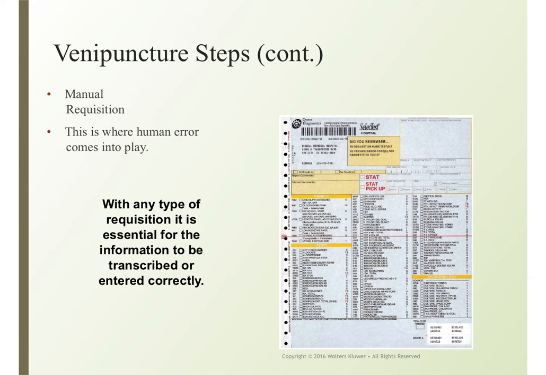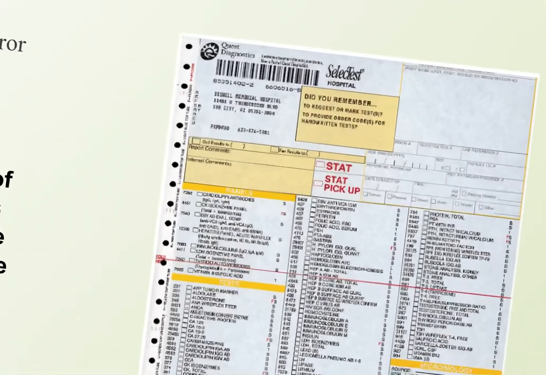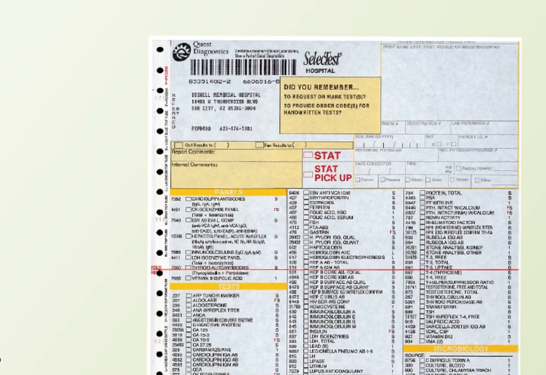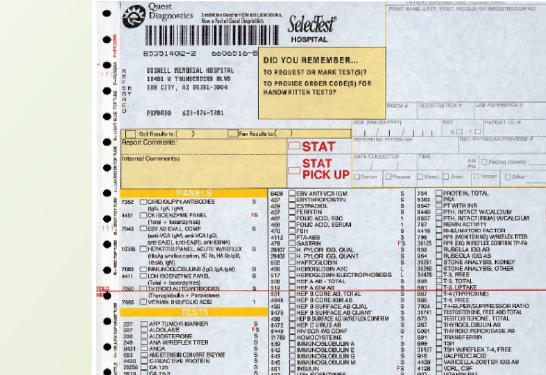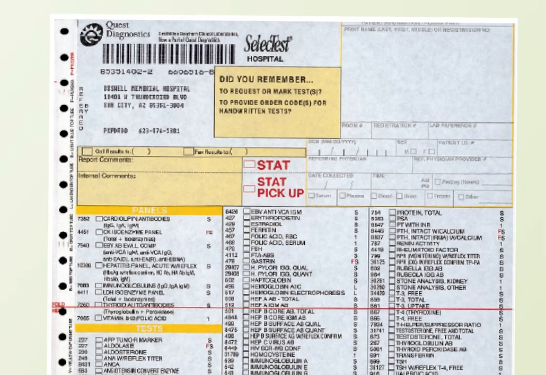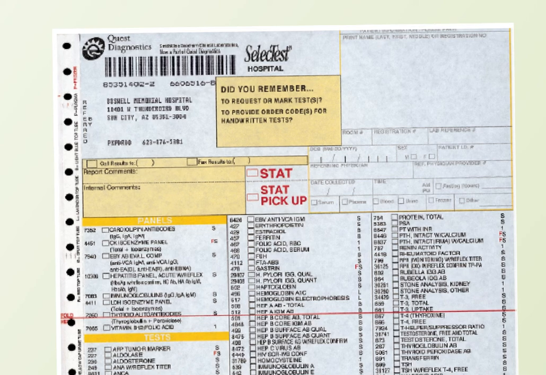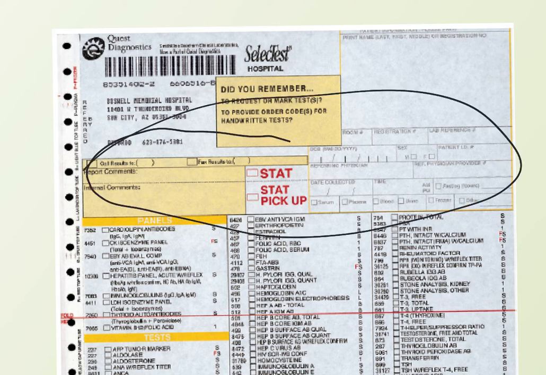All right, this is a manual requisition. This is where human error comes into play. You have to make sure all of the information is transcribed and entered correctly. Transcribed is written on the paper. So you want to guess, since I'm zooming in, the area that has the most mistakes. This right here, all this top form. Typically, the most mistakes happen here.